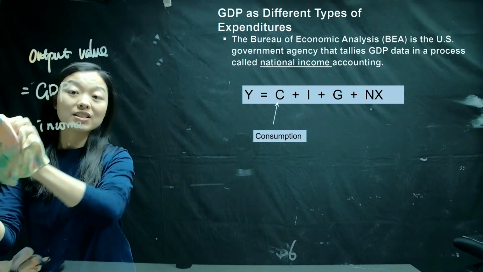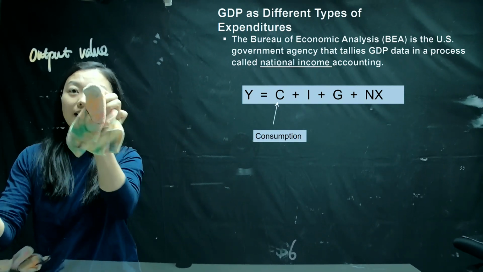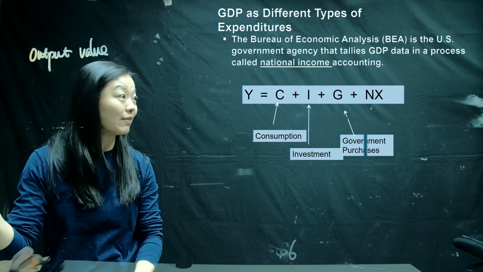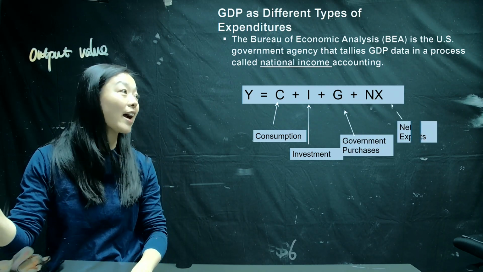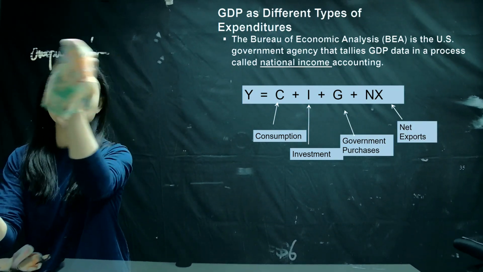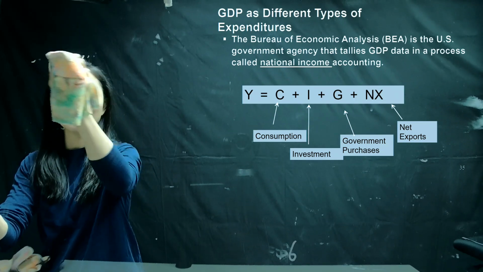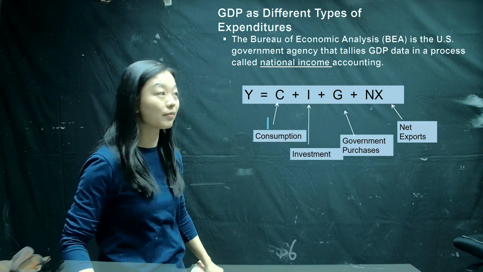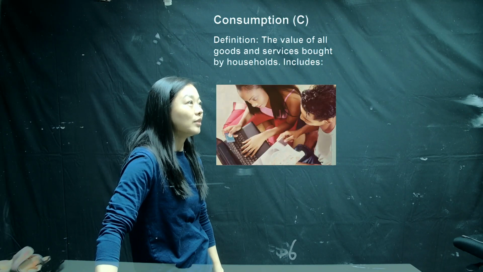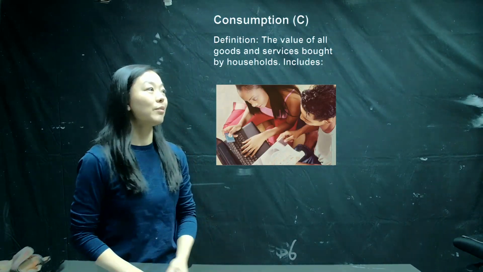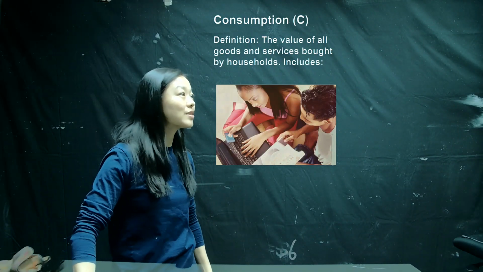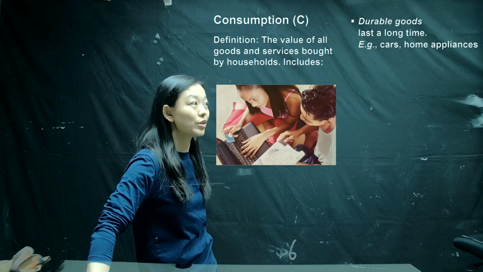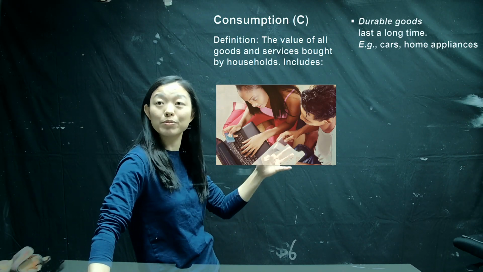C means consumption. I means investment. G is government spending, and NX means net export. Let's look at the first component. Consumption means the value of all goods and services bought by households, including durable goods that last a long time.